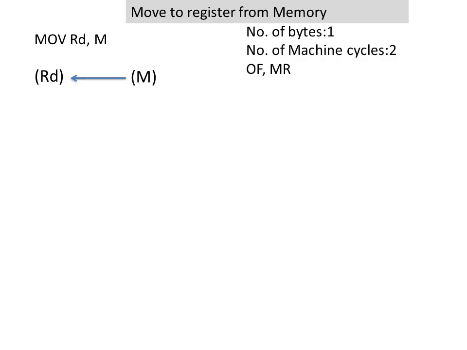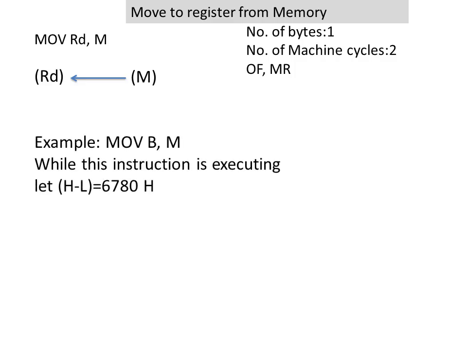The first one, move to register from memory. From the memory, you can specify any of the registers as destination. So the number of machine cycles is 2: opcode fetch and memory read. Of course, the memory read operation corresponds to the execution part.